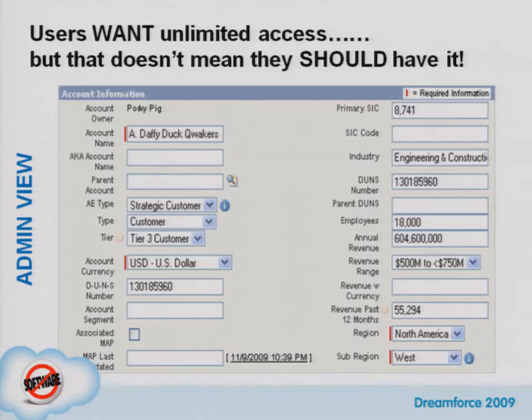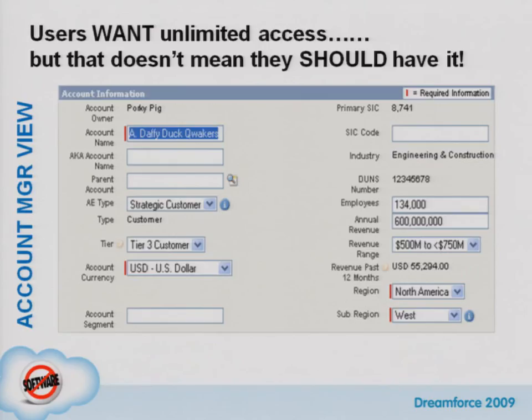And so what we've done is, this page layout is 5 people in our organization, and they're responsible for entering the account information. When a sales rep, the owner in this case, looks at the same account layout, they don't have access to modify the DUNS number and they don't have access to modify the SIC code.